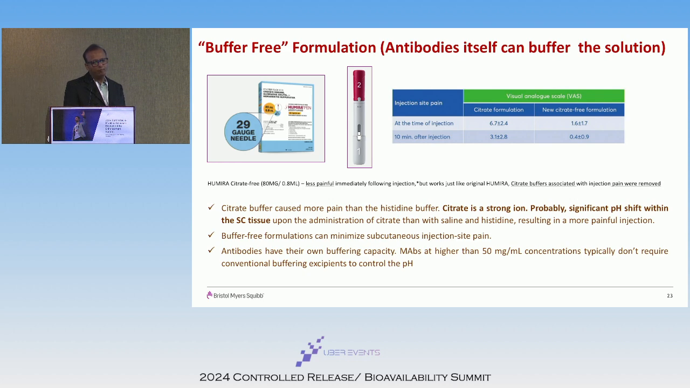Later, AbbVie launched the citrate-free formulation, which is less painful. So in this formulation, there is no buffer, which is very surprising, am I right? But we know these antibodies themselves act as a self-buffering agent. So basically, when you are increasing the concentration of the antibody, it is also helping to stabilize the molecule. So we have to have a good balance in the selection of the buffer, so that it is less painful, and also in the amount that we use. So again, this is a great example of a buffer-free formulation by Humira.